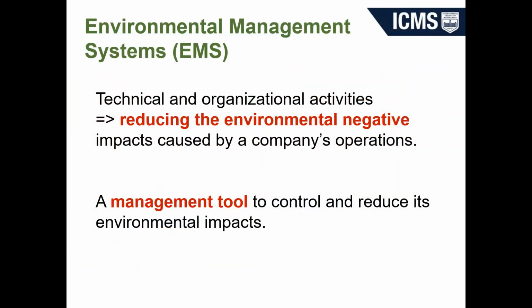An environmental management system embraces both technical and organizational activity, aimed at reducing the negative environmental impacts caused by a company's operation. It is a management tool that allows a company to be organized in a way so as to control and reduce environmental impact.